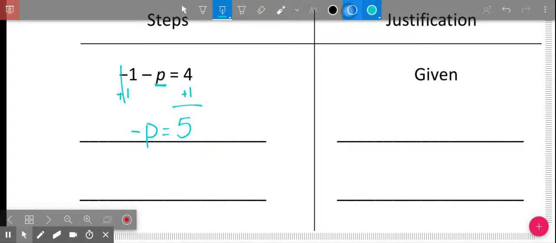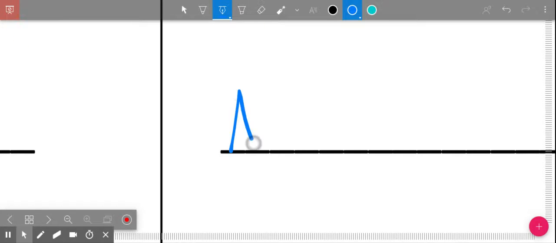Now, in that step, we were using addition. See how we added that 1? Since in that step we were using addition, that is our addition property.